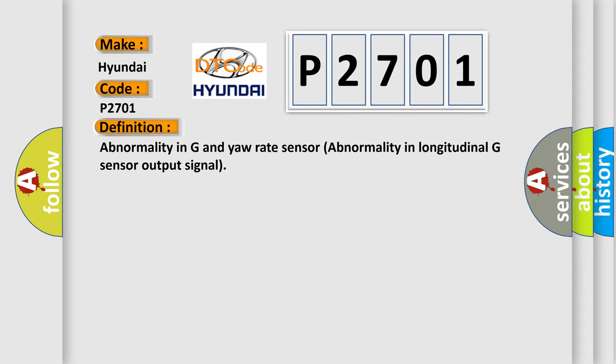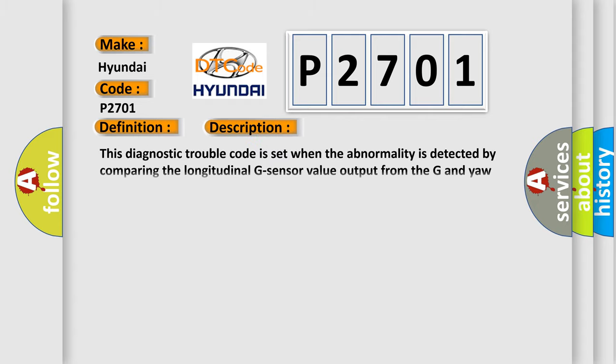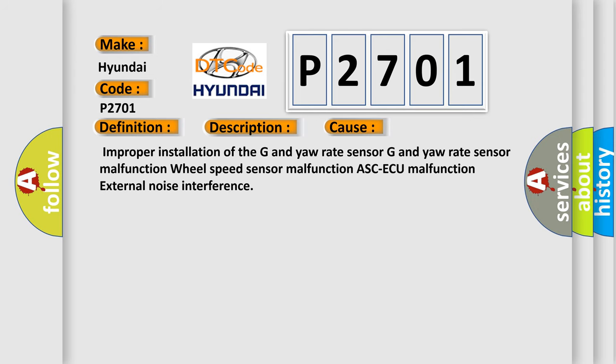And now this is a short description of this DTC code. This diagnostic trouble code is set when the abnormality is detected by comparing the longitudinal G sensor value output from the G and yaw rate sensor with the value output from the wheel speed sensor. This diagnostic error occurs most often in these cases: improper installation of the G and yaw rate sensor, G and yaw rate sensor malfunction, wheel speed sensor malfunction, ESC ECU malfunction, external noise interference.